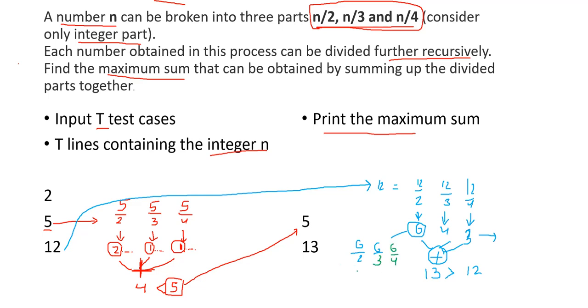So what is 6 divided by 2? 6 divided by 2 is 3, then 6 divided by 3 is 2, then 6 divided by 4 is 1 point something. So we just need the integer part. So 3 plus 2 plus 1, which is again 6. So it is equal to 6. So we don't have to divide it further. We can stop it here for 6, and again check for 4.